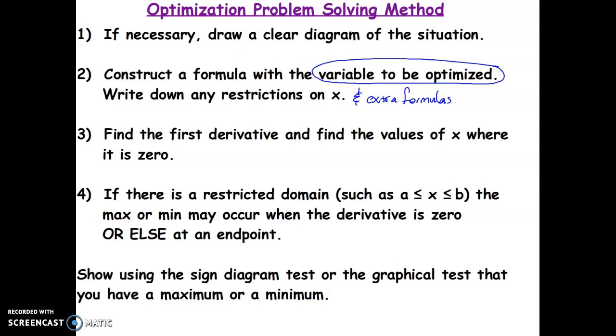So take a minute, pause the video, get those things written down so that you have a series of steps to use, especially over the next couple days as we branch into some more difficult word problems.